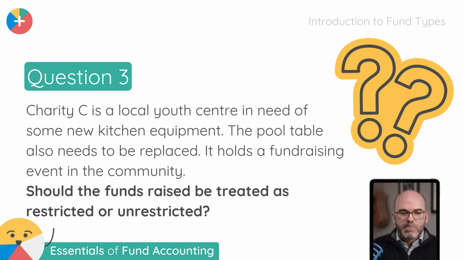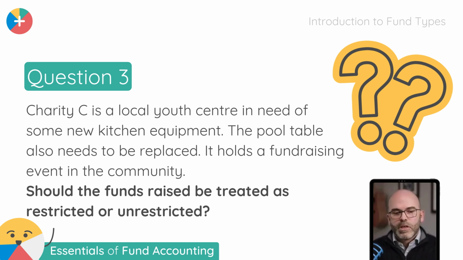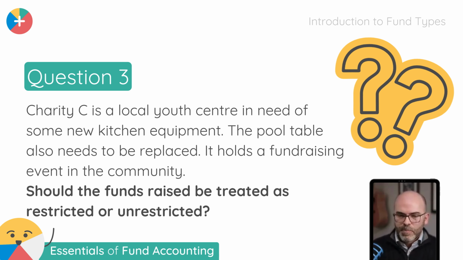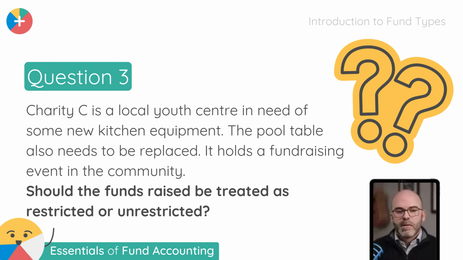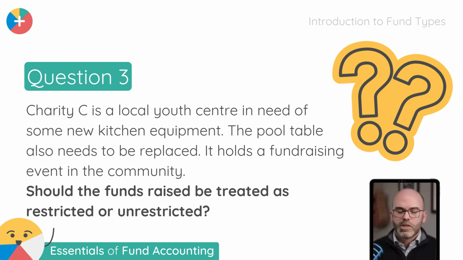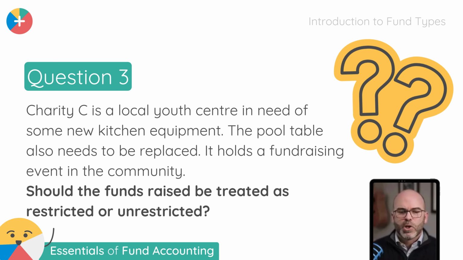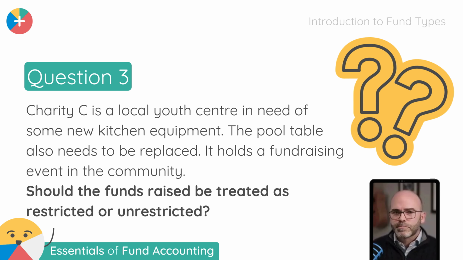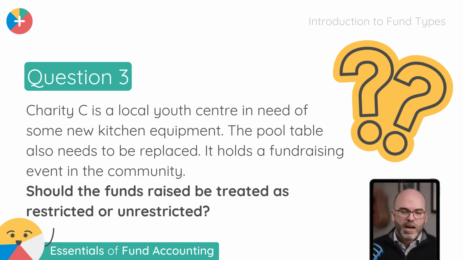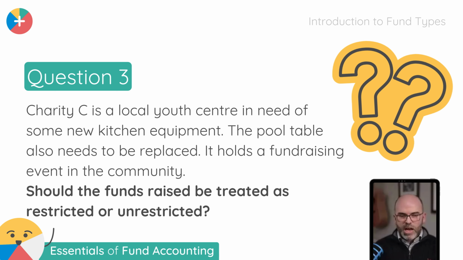A better way might be to say we're going to spend 50% of it, or 80% of it, on the kitchen, and whatever's left will go on the pool table. That way it's clear. So be very careful how you approach your appeals for money. If you want to make it unrestricted, make sure your wording doesn't restrict it accidentally, and make it as clear as possible. If people think they're buying a pool table and they don't get a pool table, they might have a problem with it. So just watch out on how you do your appeals.